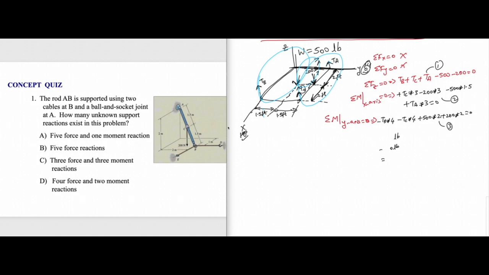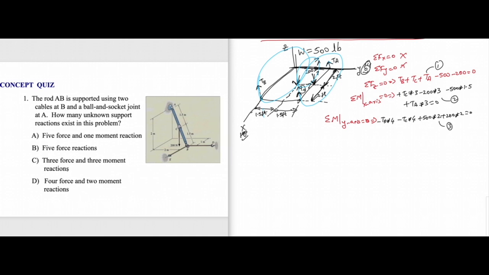if you look at this problem, a rod AB is supported using two cables at B and a ball and socket joint. Ball and socket joint at A means it is free to rotate with respect to X, that means like that, with respect to Y. So if this is Y, it is free to rotate like this with respect to Y, and free to rotate with Z. If this is Z, it is free to rotate like that.